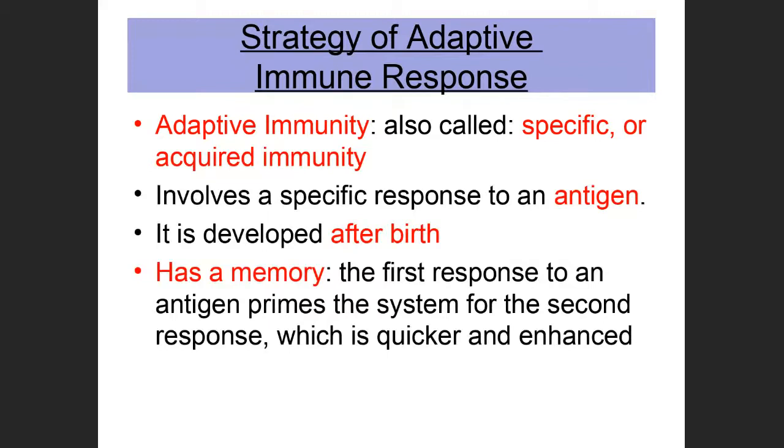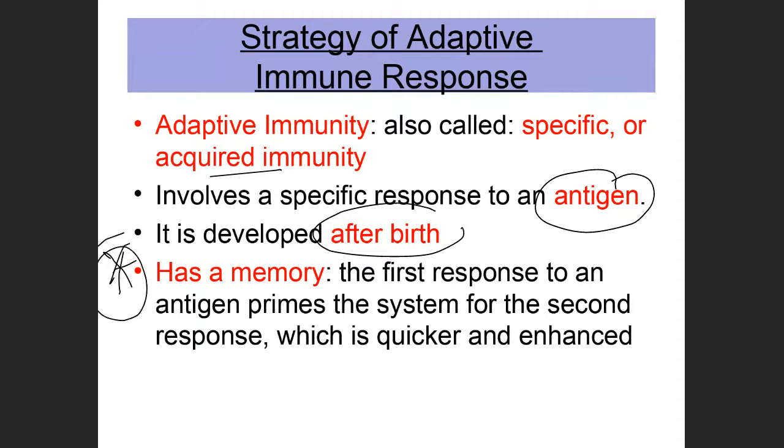So chapter 15 looks at the other type of immunity, which is called adaptive or specific immunity. It's also called acquired. So it's adaptive, specific, or acquired. It's called specific because the response is tailor-made for a specific threat called an antigen. It develops after birth. More importantly, it has a memory. It has an immunological memory.